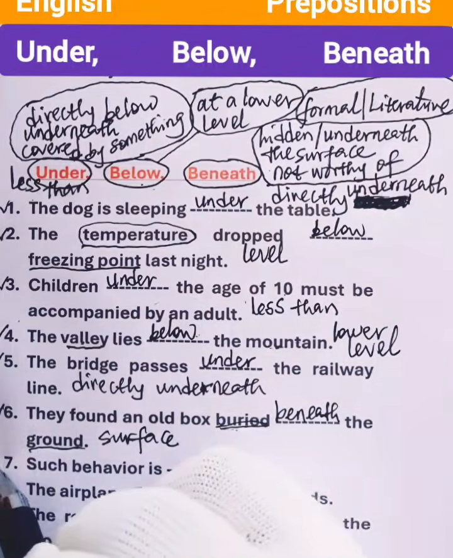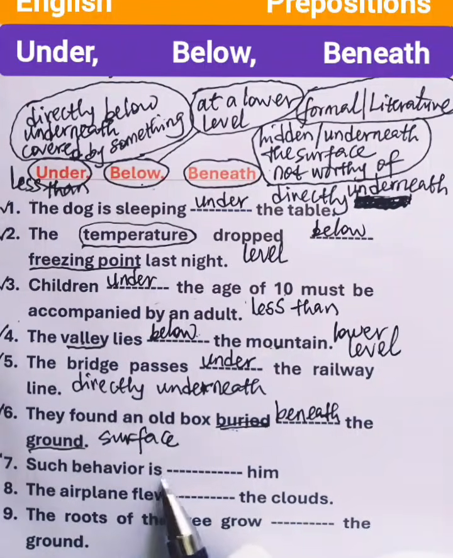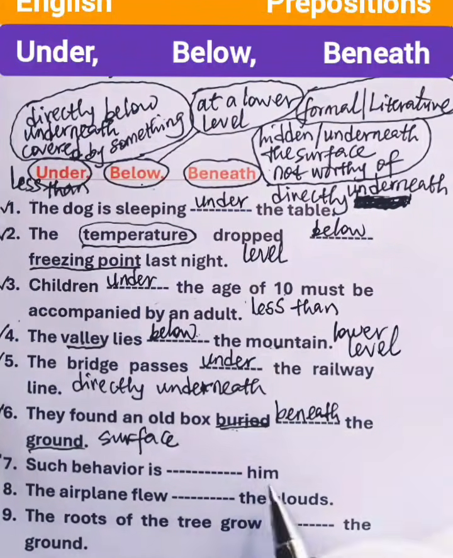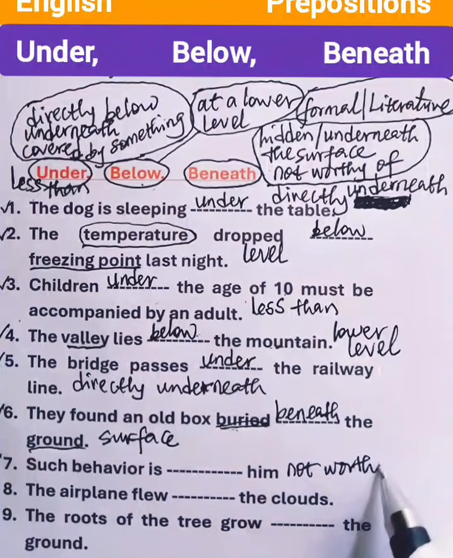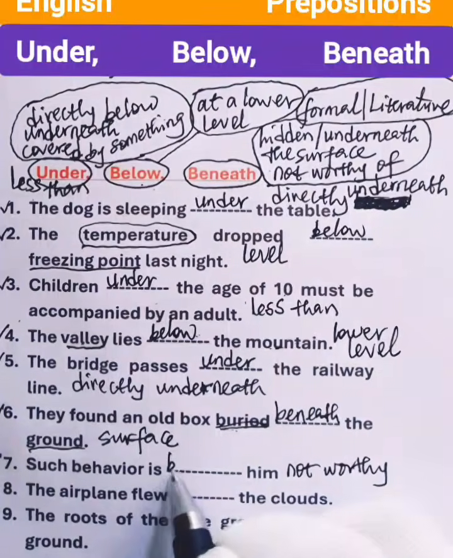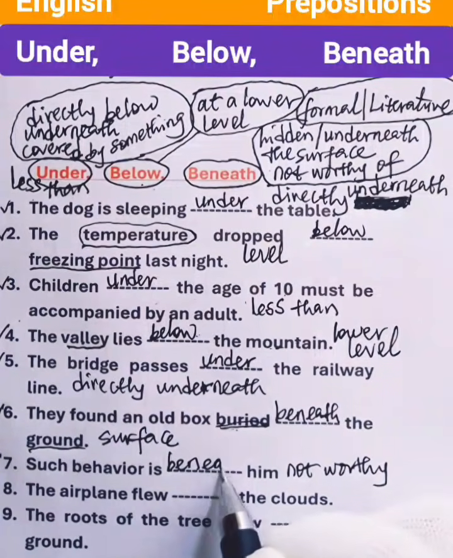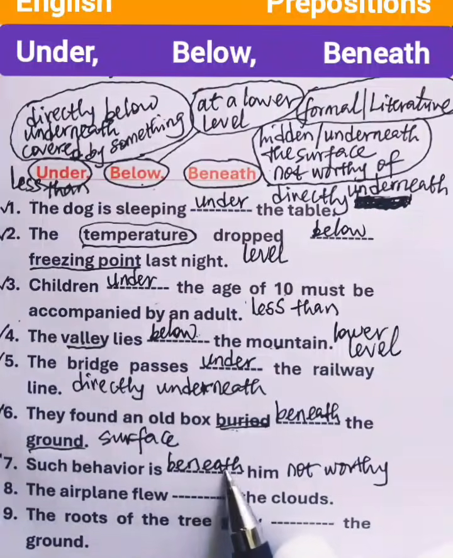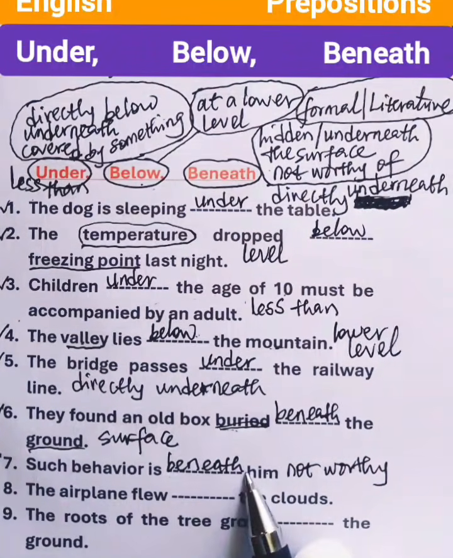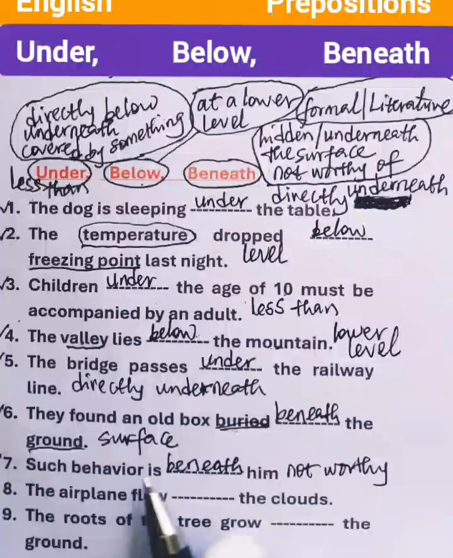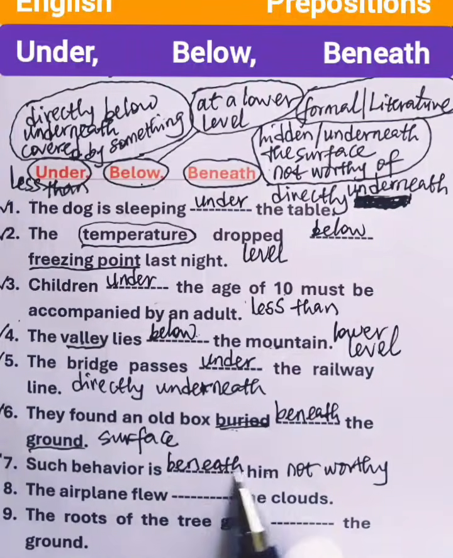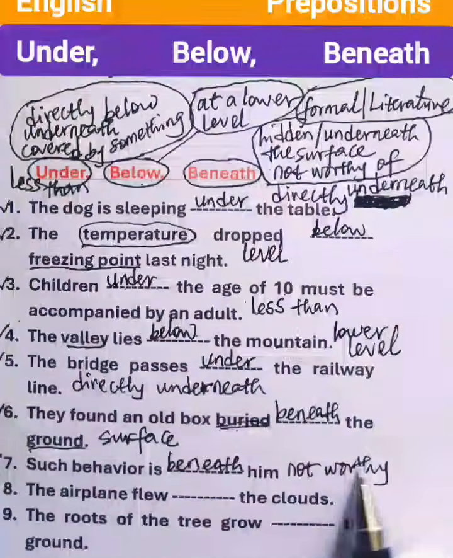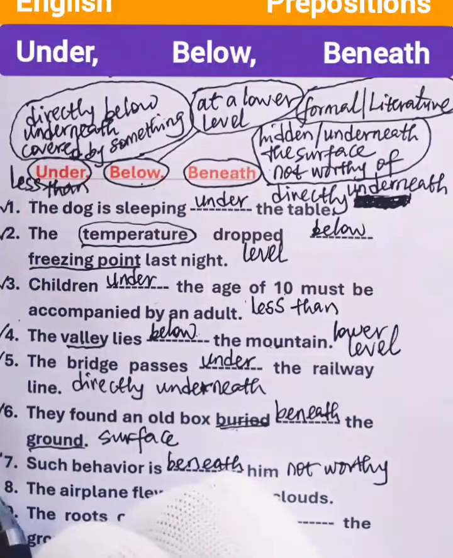Next is 7. Such behavior is blank him. Here we are talking about behavior that is not worthy. So beneath is perfect to use here. Such behavior is beneath him. This sentence is figurative. It's talking about behavior that is not worthy of him. Behavior that is not expected of him. In other words, he is above such behavior. Okay? It's not worthy.